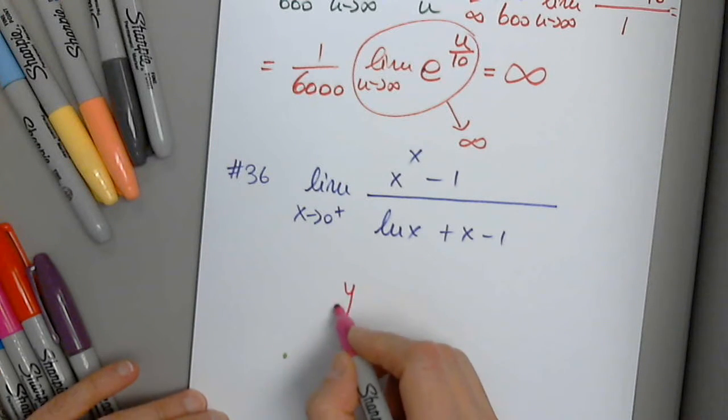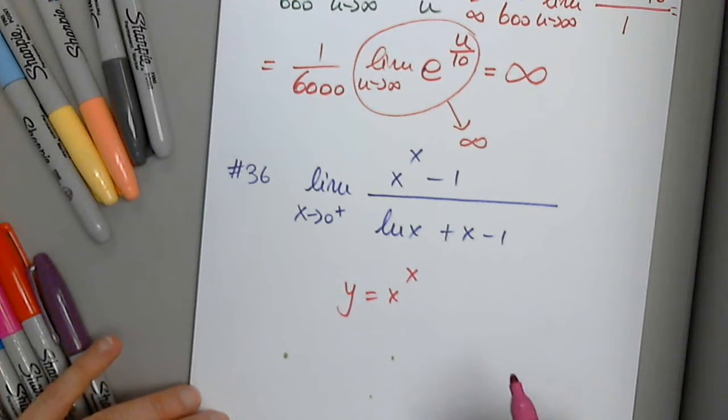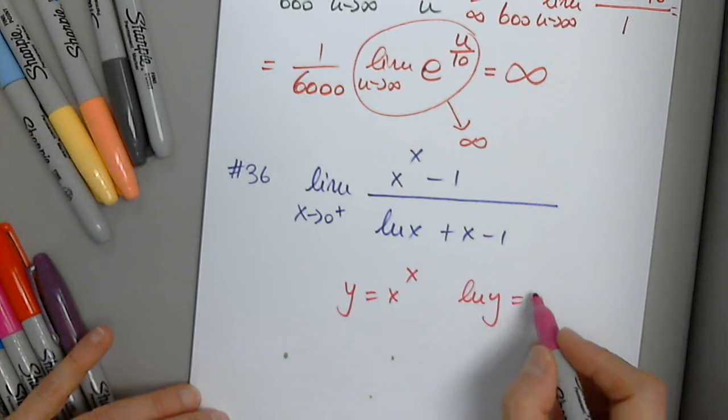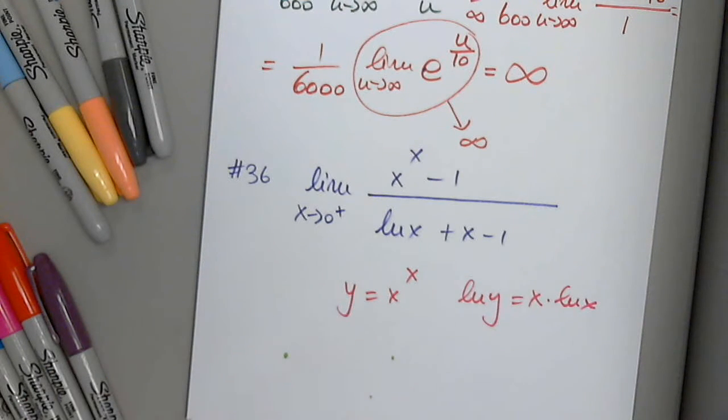Remember, y equals x raised to the x power. We have natural log y equals x times natural log x. We can't differentiate x raised to x directly. So when we plug in 0, 0 raised to 0 will be 1, and 1 minus 1 is 0 indeed.